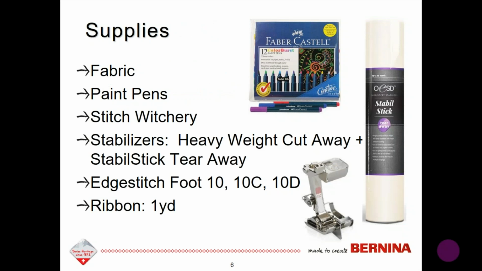These are the supplies that you would need to complete the project. Of course, fabric, and you usually are going to want a light colored fabric in order to show the design. Any number of paint pens can be used, and there are lots of different brands. This is just one that you see here on the slide. I also used Stitch Witchery as a bonding agent, and then I used Heavyweight Cutaway and Stable Stick Tearaway Stabilizers by OESD. I used the Edge Stitch Foot number 10D, and then a yard of ribbon is needed.